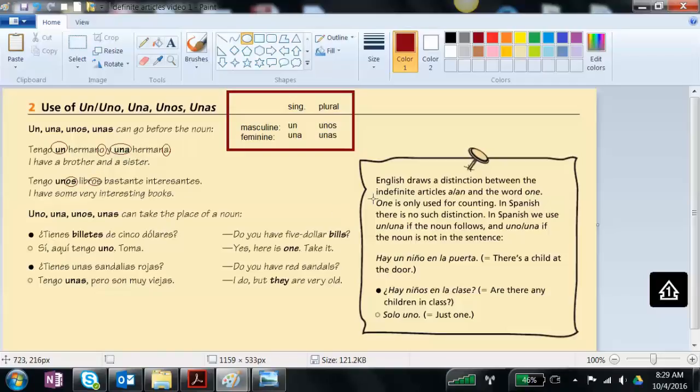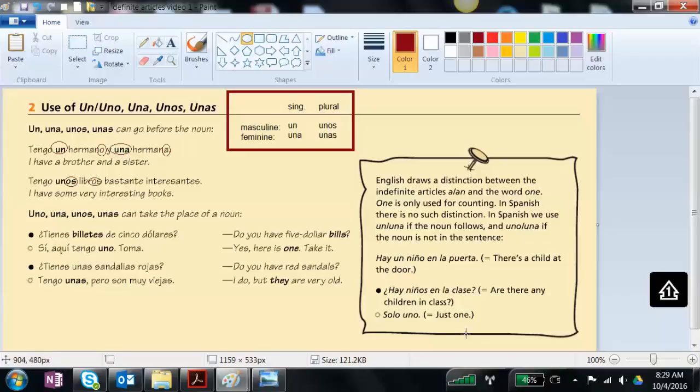Over here it says English draws a distinction between the definite articles and in the word one. One is only used for counting. In Spanish, there's no such distinction. In Spanish, we use uno if the noun follows, and una if the noun is not in the sentence. So basically, I don't think they explain that very well.